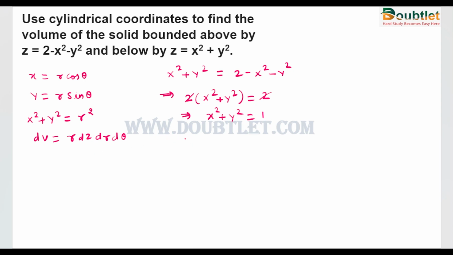So from here we can write down the limits. The limit of r is from 0 to 1 because this is the circle of radius 1, and the value of theta varies from 0 to 2 pi, and the value of z varies from... So if we try to draw the figure.